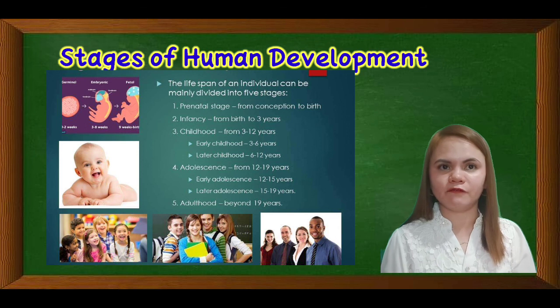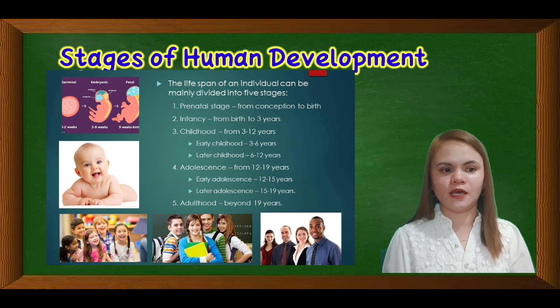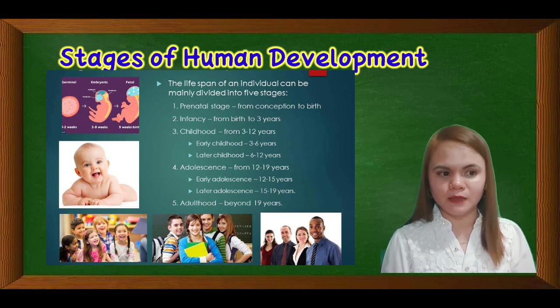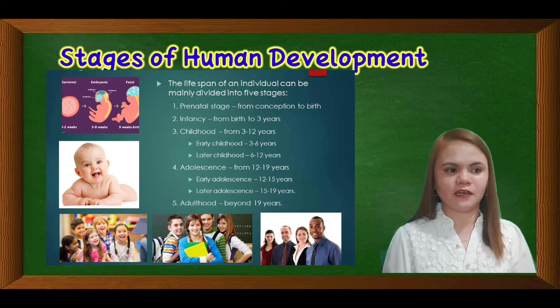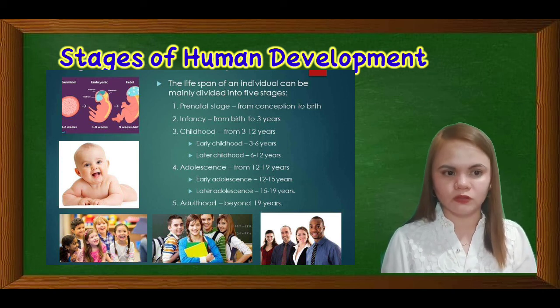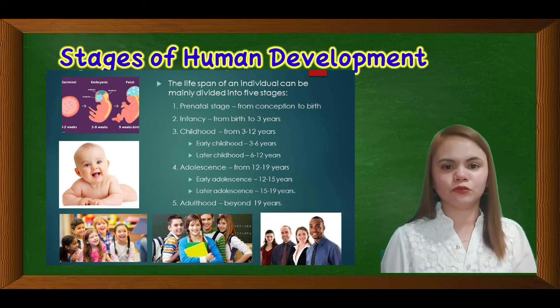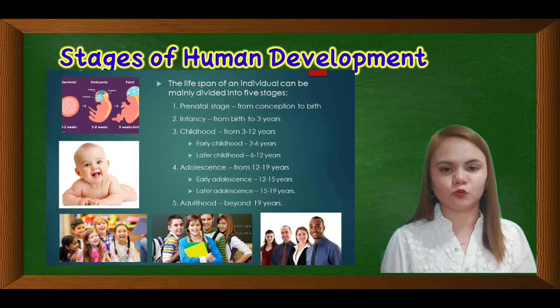Number 2 is infancy. This is the age from birth to 3 years old. This is the time of extreme dependence on adults. For example, characteristics of infancy are that they learn how to walk, they learn how to take solid foods, and they learn how to talk. Number 3 is childhood, age from 3 to 12 years old.